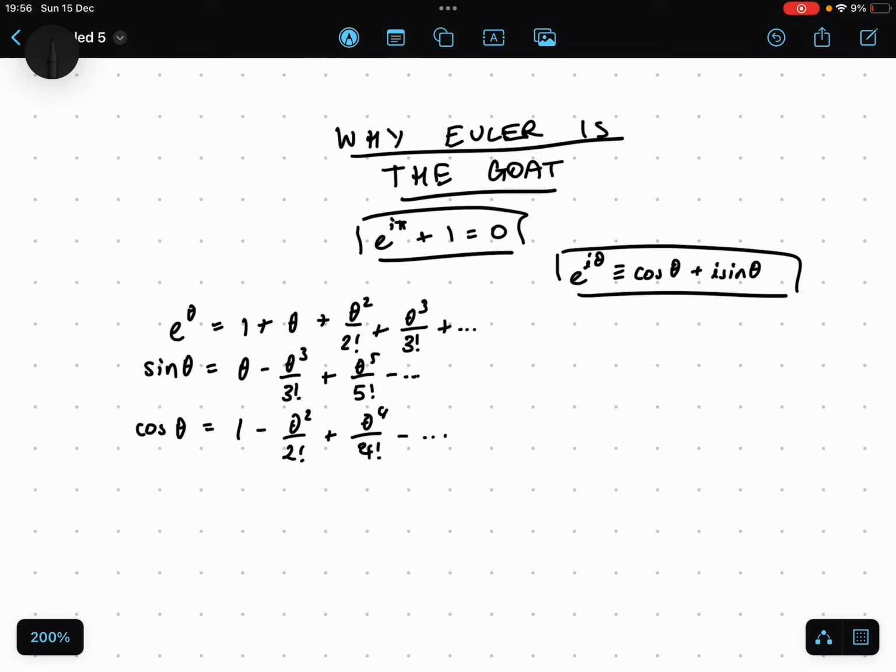Hey guys, so you may have noticed that my profile picture, my icon for this channel, is a picture of Euler. I obviously think that Euler is the GOAT. Euler is definitely the GOAT. And I'll just be explaining one reason, there are many reasons, but here's just one reason why he's the GOAT.